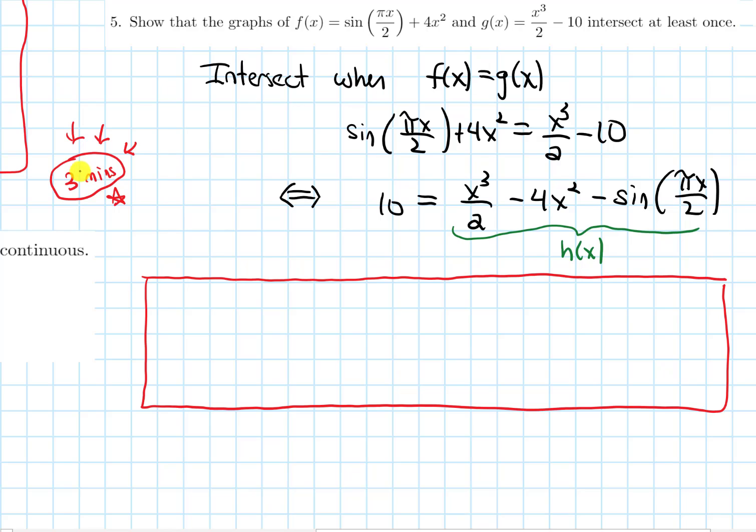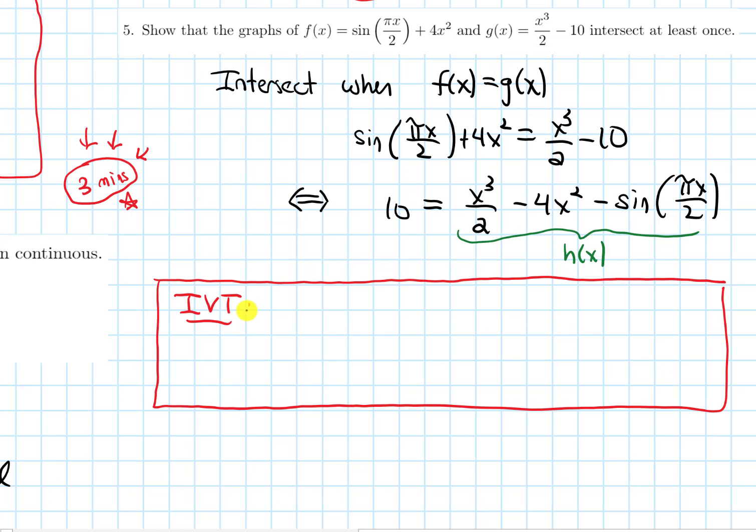Alrighty, so hopefully you did that. Hopefully you paused it for another 3 minutes or so to try this. So if I'm trying to show that a function like this equals some particular output, one strategy is to use IVT, the Intermediate Value Theorem. So let's recall what that says.